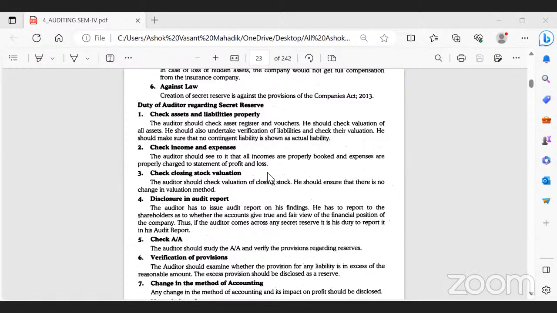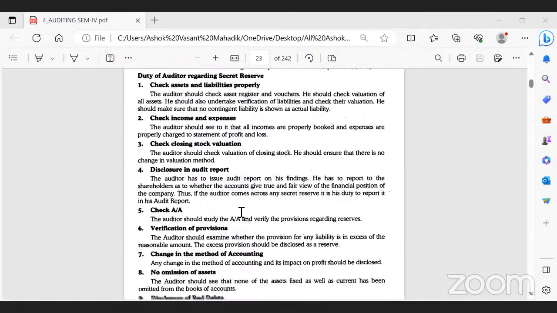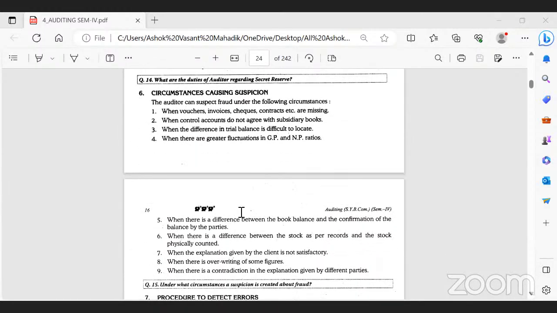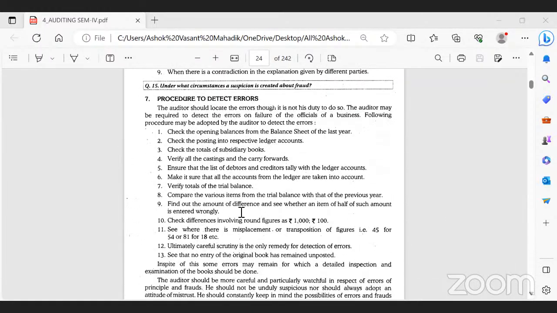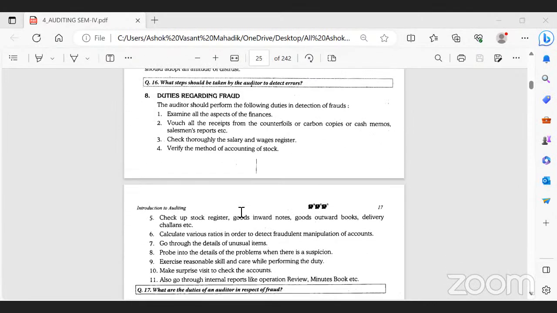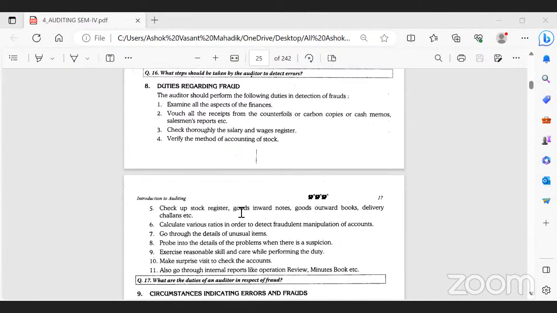What is expected from the auditor? What does he have to do? Okay, you go through these points. Duties regarding fraud. What the auditor has to do? Let us go through these points. Examine all the aspects of finances, vouch all the receipts from the counterfoils or carbon copies, check through the salary and wage register, verify the method of accounting of stock, etc., etc.